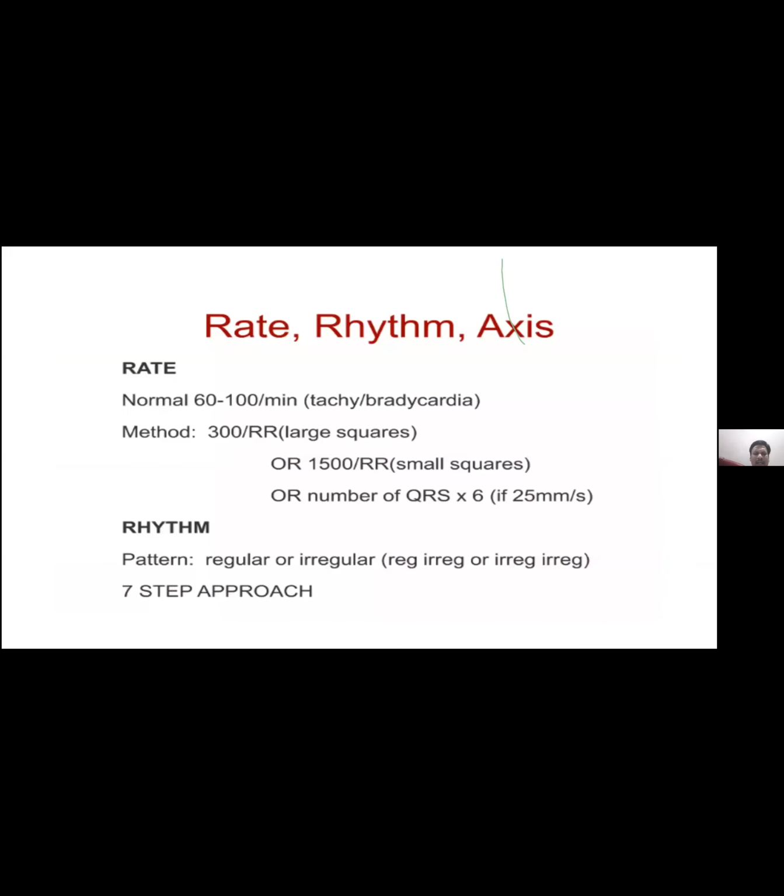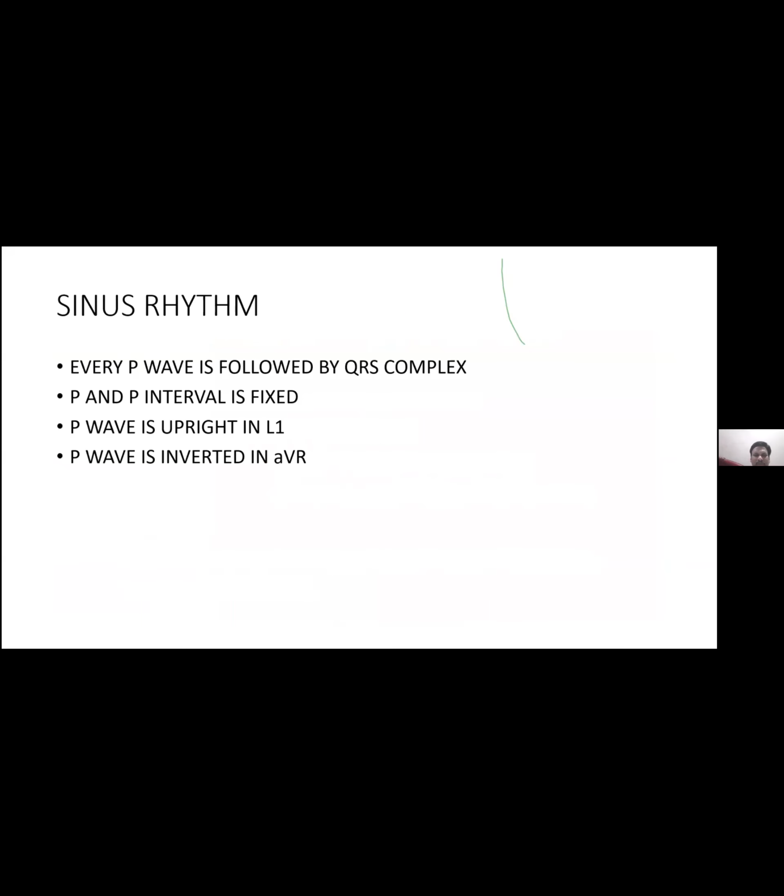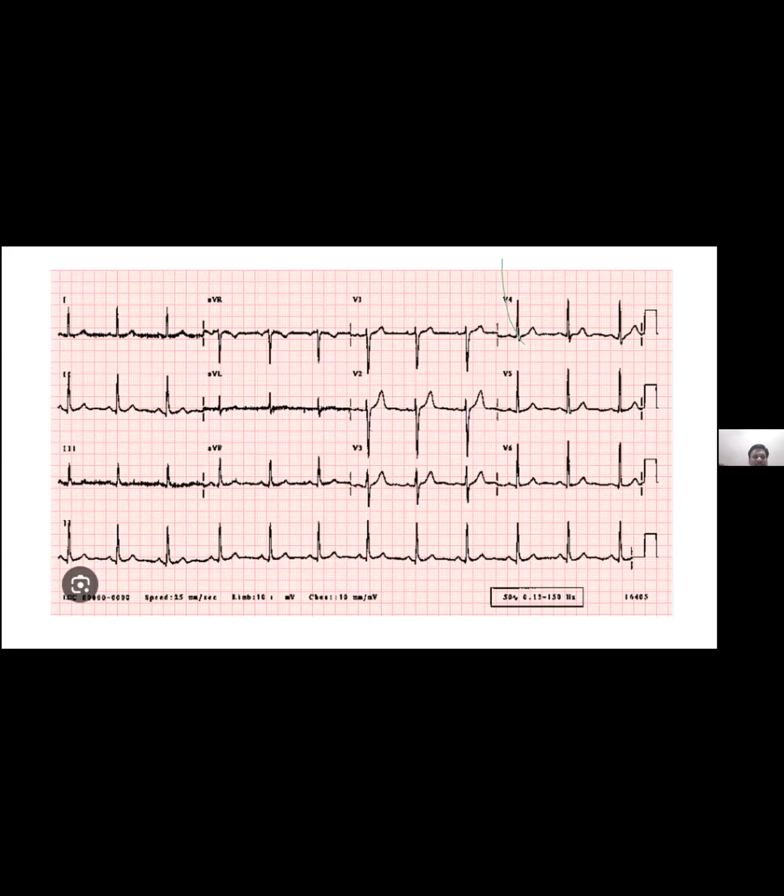More important than the rate is the rhythm, whether it is regular or not. For that, we have to understand what sinus rhythm is. This is a simple take-home message. Sinus rhythm: every P wave is followed by a QRS complex. This is the most important take-home message. Whenever you look at the ECG, every P wave is followed by a QRS complex. Right? It is happening here.